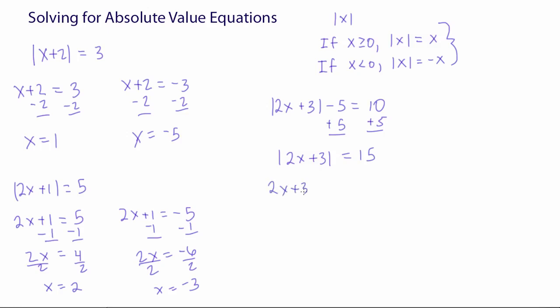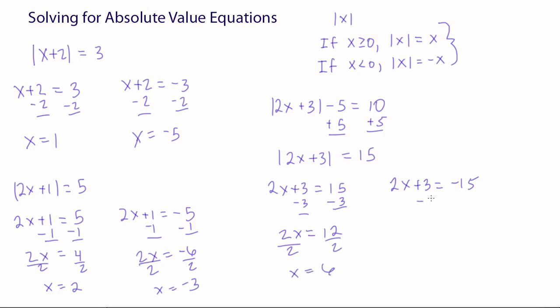2x + 3 equals 15, right? We take the absolute value, bars, and we write 15. That's our positive equation. And 2x + 3 equals negative 15, which is our negative equation. And now we need to solve these. So we subtract 3 on both sides. 2x equals 12. Divide by 2, x equals 6.